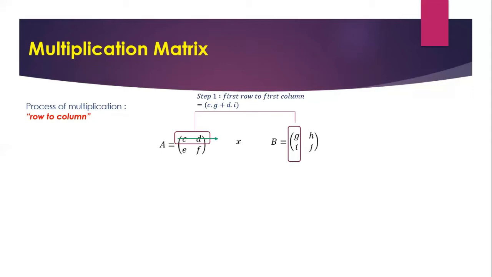C, D components go to H and J. Process of multiplication is row to column. Once again, C, D components, that's the row component, times H, J, the column component. The product is first row to the second column, C times H plus D times J.